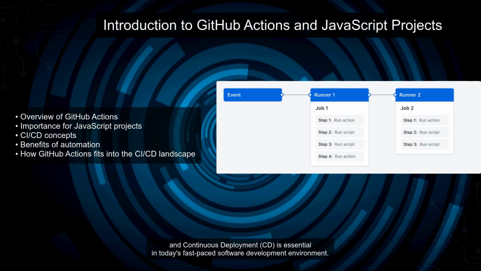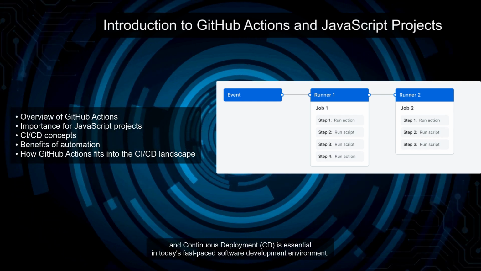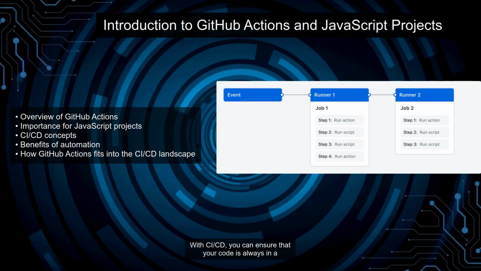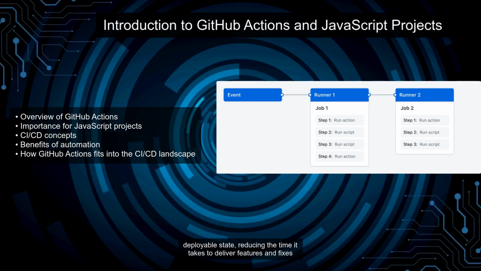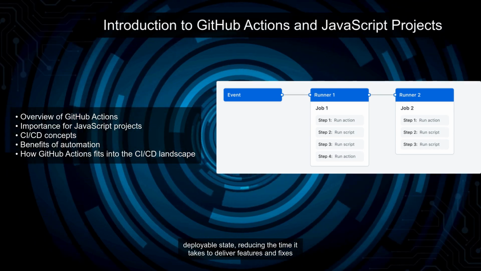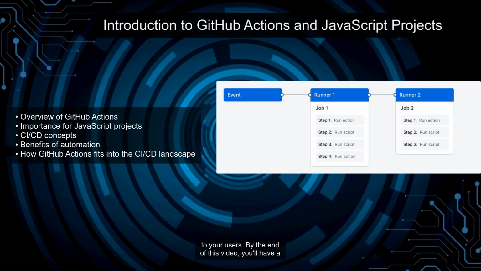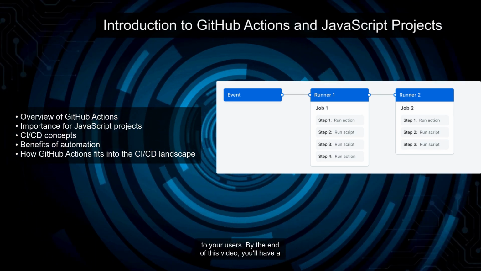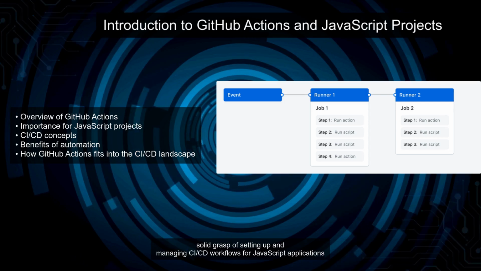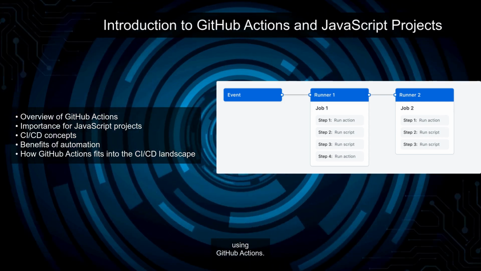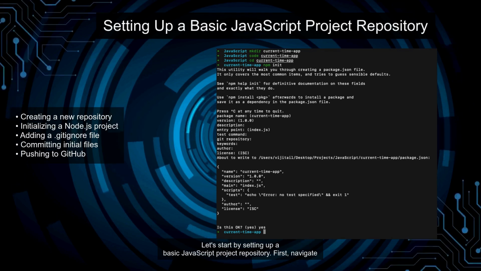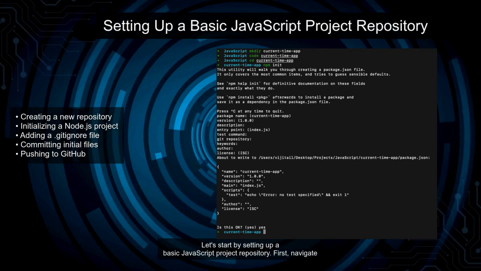Understanding continuous integration, CI, and continuous deployment, CD, is essential in today's fast-paced software development environment. With CI/CD, you can ensure that your code is always in a deployable state, reducing the time it takes to deliver features and fixes to your users. By the end of this video, you'll have a solid grasp of setting up and managing CI/CD workflows for JavaScript applications using GitHub Actions. Let's start by setting up a basic JavaScript project repository.